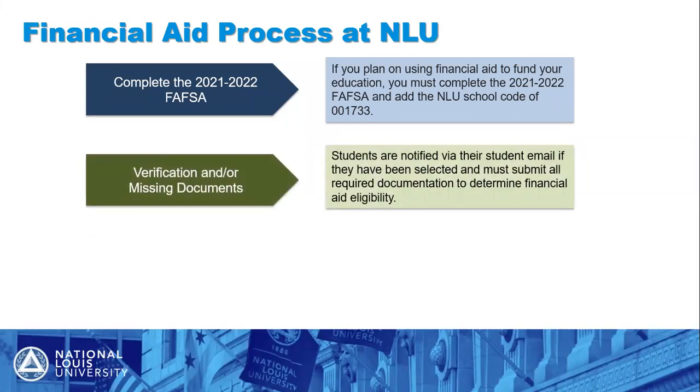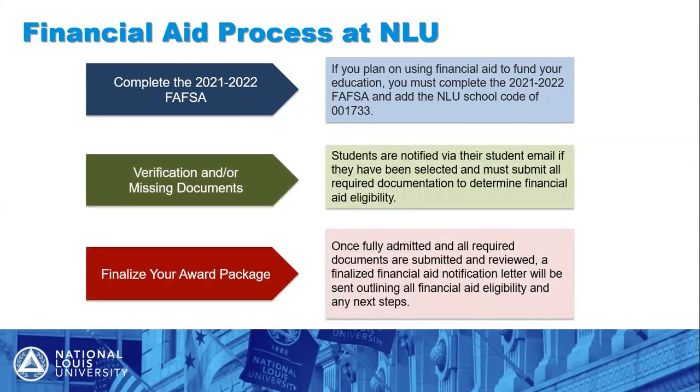Next, if you are selected for verification or you have any other missing documentation, we will notify you through your student email that you have been selected and must submit all required documentation to determine federal financial aid eligibility. All emails will be sent to your student email address, so it's very important that you check that as much as possible.